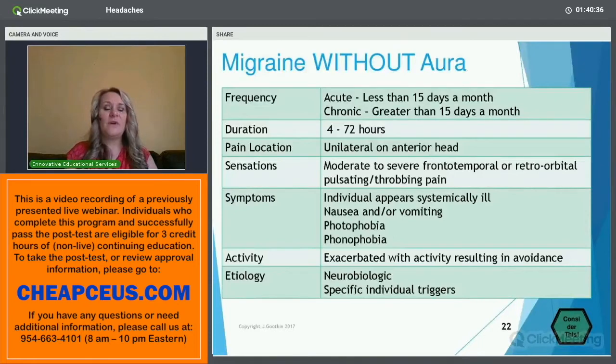Migraines are very uncomfortable, to say the least, for individuals who are experiencing them. The migraine itself, when we talk about migraine without aura, we're saying that the individual just arrives at the point where they have this very debilitating pain in their head. Migraine pain is unilateral, tends to be in the anterior portion of the head. It's either going to be one side or the other. It tends to be retroorbital, so it's behind the eye.